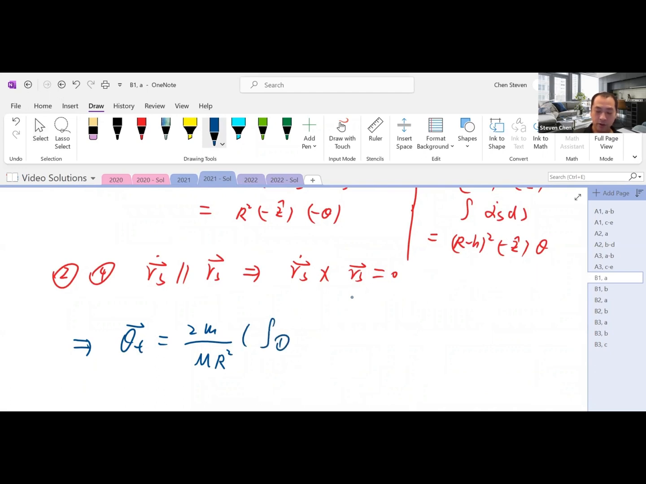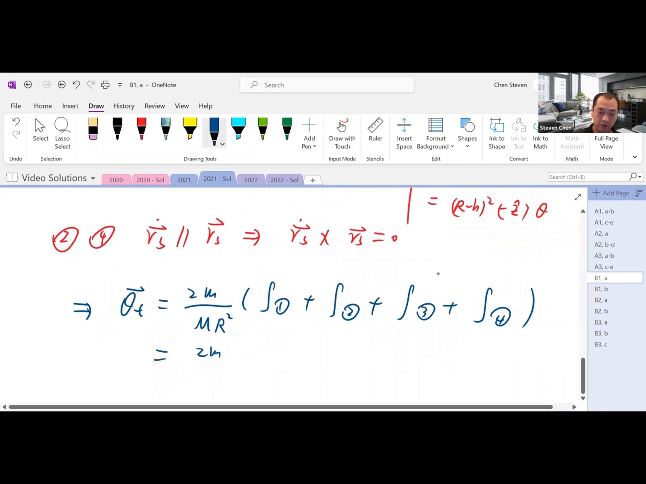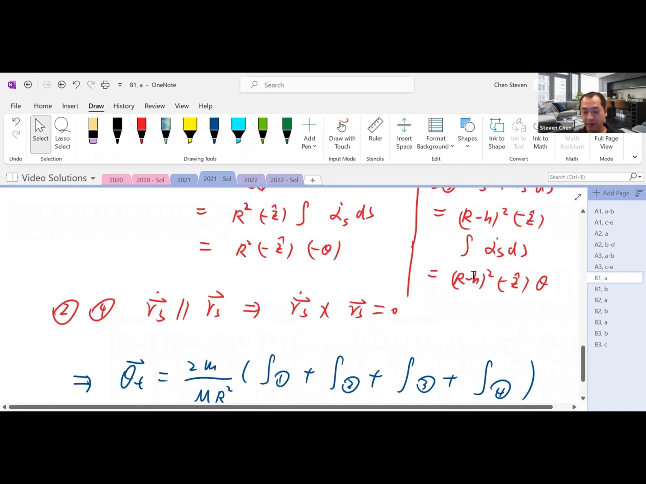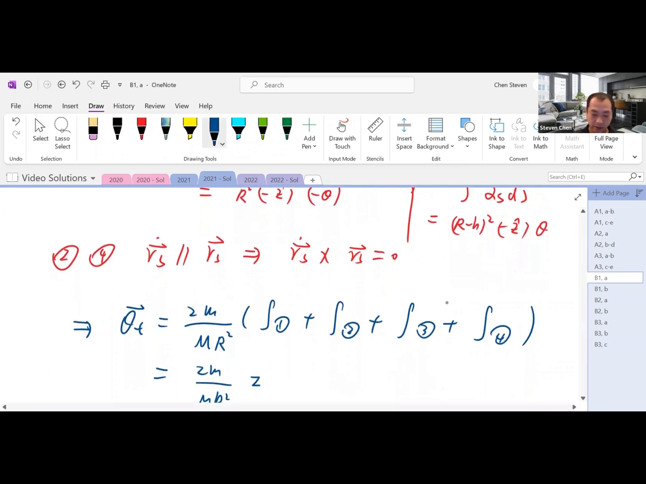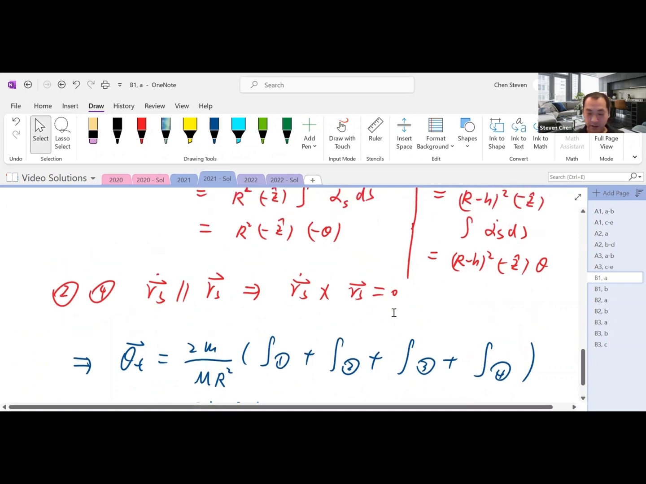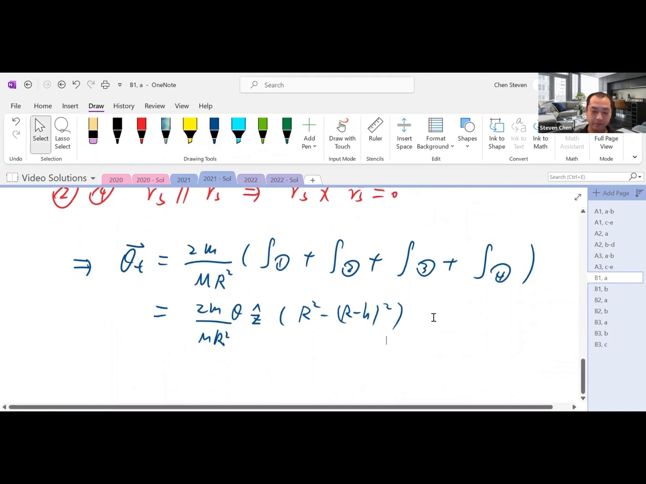So we just sum over the integrals over 4 segments. So we just have the first one and the third one, right? That gives us z times, right?